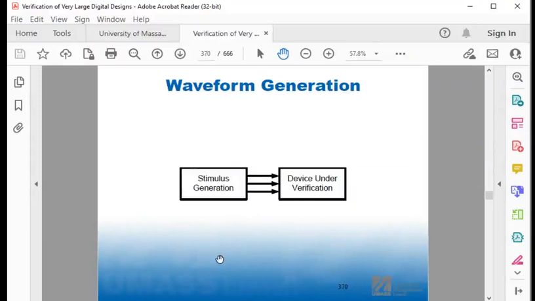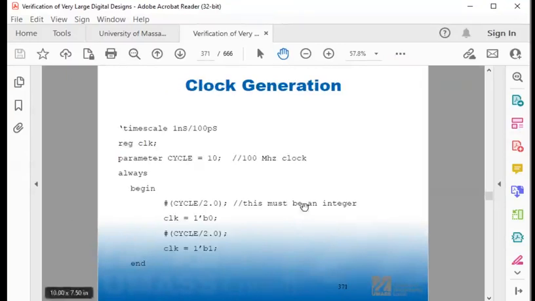So this is waveform generation, right? The output of the stimulus generator goes to the inputs of the device under verification. This is what we'll call simple stimulus. Here's a clock. This is a simple way, there's other ways of doing it, and I don't care, they all work. Pick one and use it everywhere. So every clock in your system that you're generating should be generated the same way. If you want to use this, great. If you want to use one of the other ways, great. Use the same way all the way through.